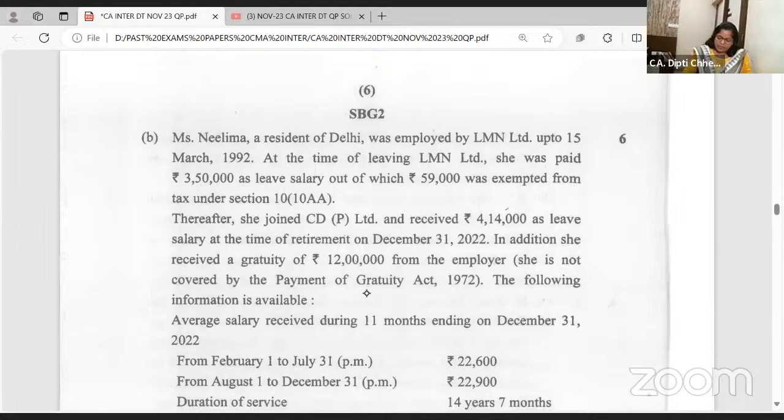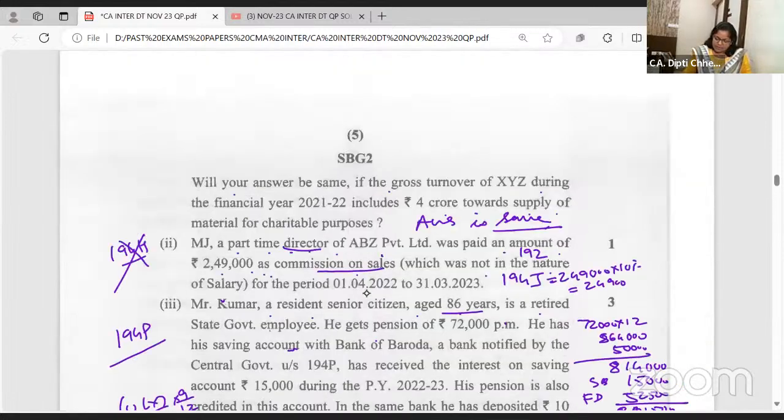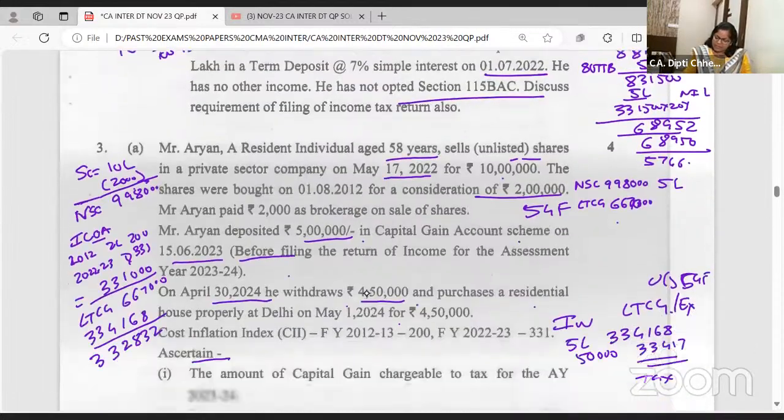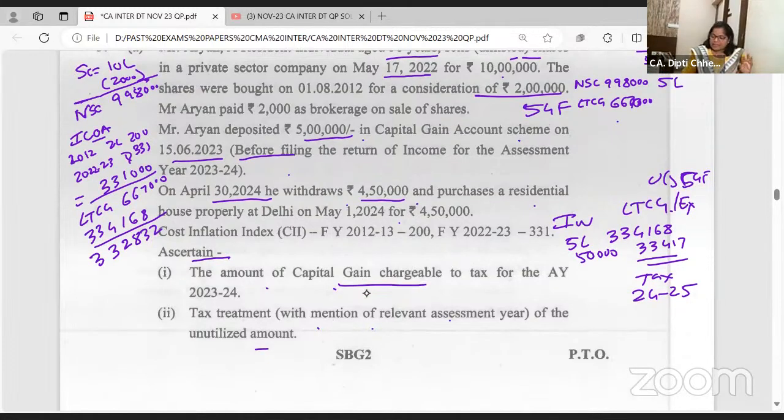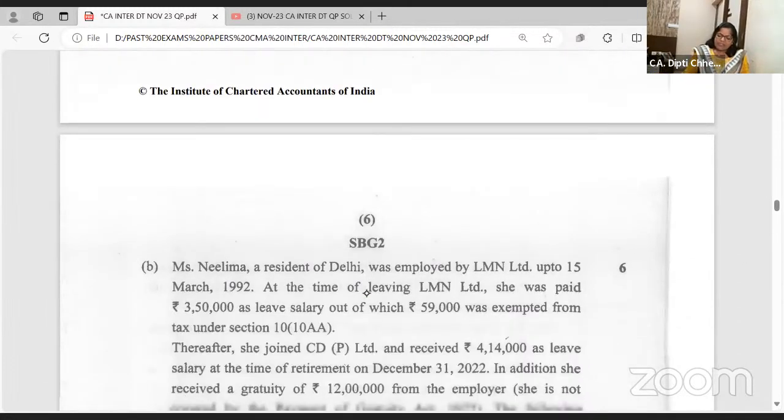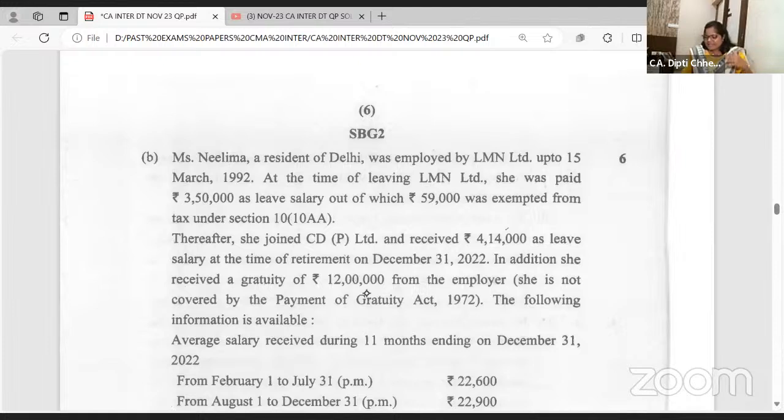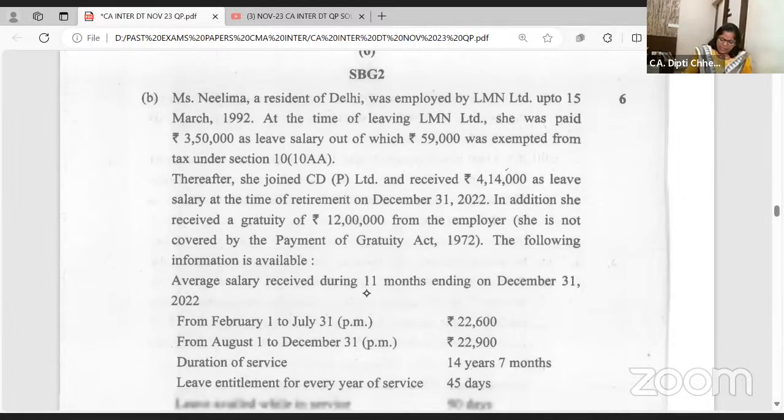Chalo. We are going to the B part. So this time, question number 3A was for 4 marks. Capital gain, especially 54F exemption. Yes, stepwise marks are there. Net sale is correct, 1 mark. Indexation correct, 1 mark.